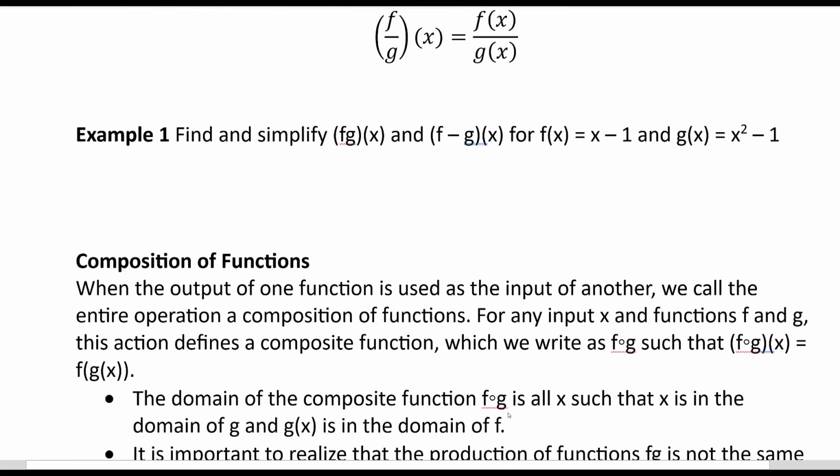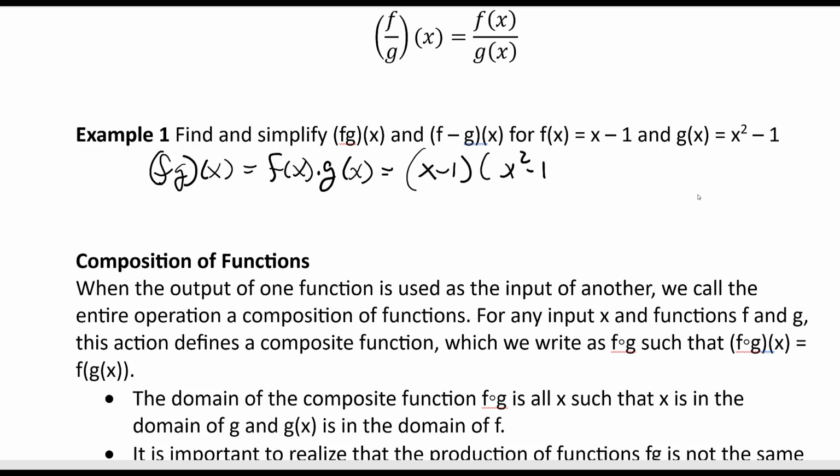So for example 1, find and simplify f times g of x and f minus g of x, for f of x being x minus 1 and g of x being x squared minus 1. So for f times g of x, that's going to be f of x times g of x, which is x minus 1 times x squared minus 1. We could just FOIL this out. So x cubed minus x squared minus x plus 1.